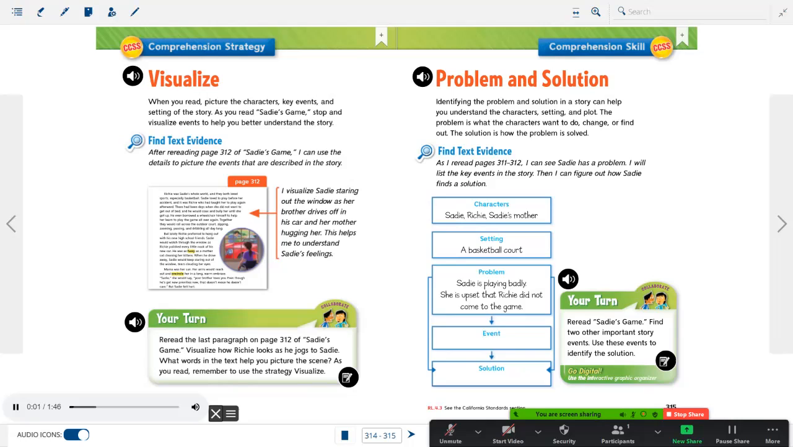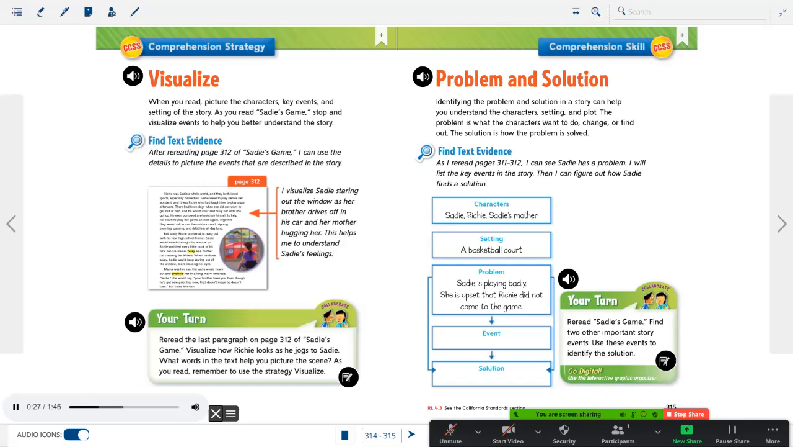Visualize. When you read, picture the characters, key events, and setting of the story. As you read Sadie's World, stop and visualize events to help you better understand the story. Find text evidence. After rereading page 312 of Sadie's World, I can use the details to picture the events that are described in the story.